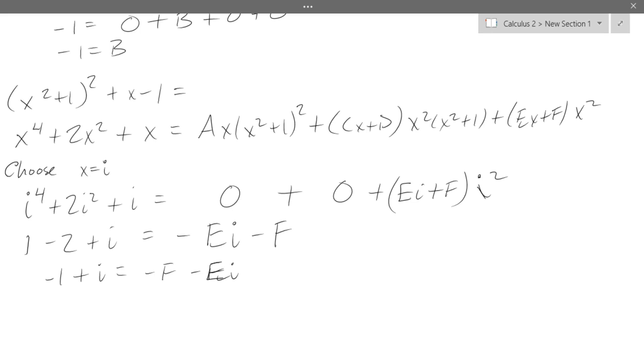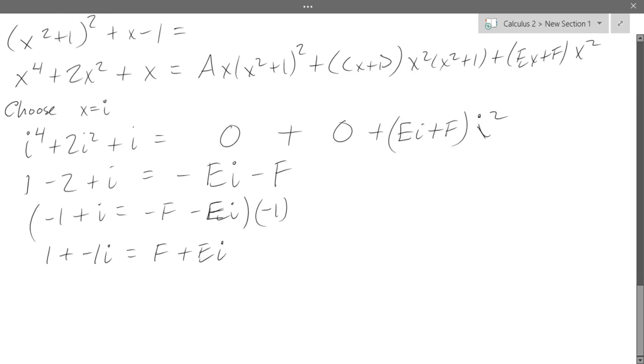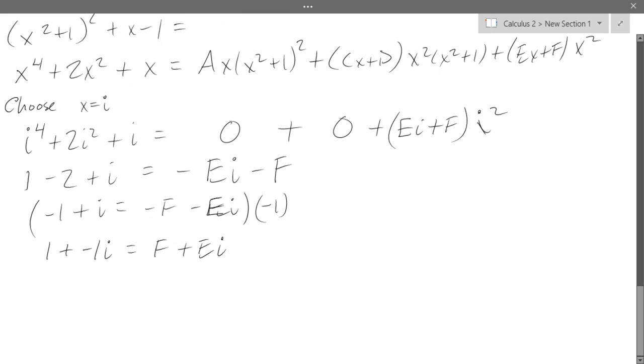You can tell me what F and E are. Yes, you can. There's a lot of negatives. Let's make everything positive. Multiply by negative 1. We get 1 minus, I'll write 1 plus negative 1i, which is a little silly. And we get F plus EI. All right. This is way easier than you're thinking because you're thinking too much. What does F have to be? 1. What does E have to be? Negative 1, that's it.